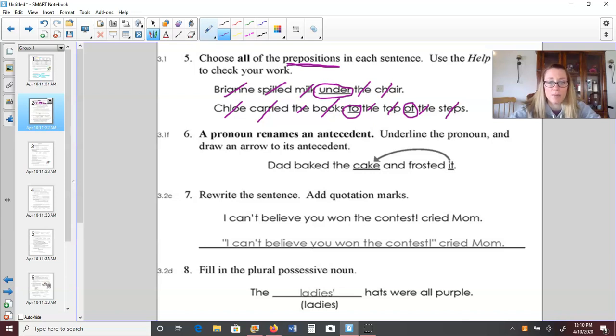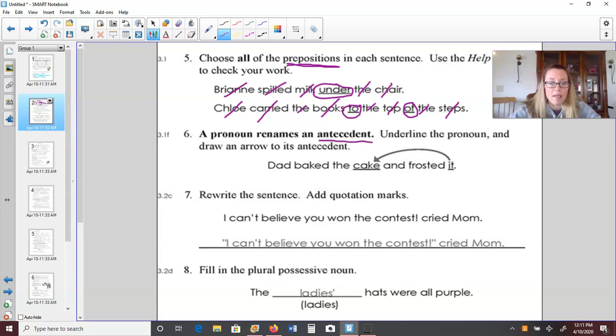Number six, a pronoun renames an antecedent. Underline the pronoun and draw an arrow to its antecedent. So a pronoun takes the place of a noun, and the antecedent is simply a fancier word for saying, what is the noun that the pronoun is replacing?